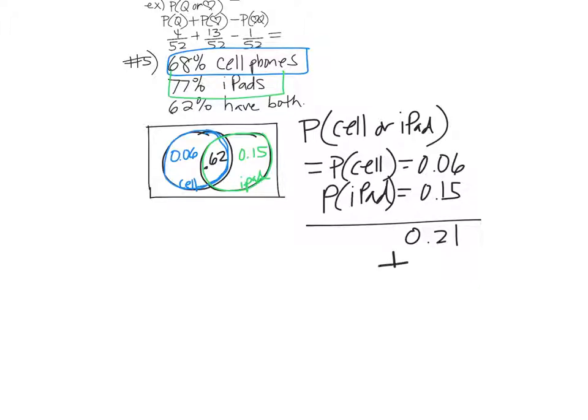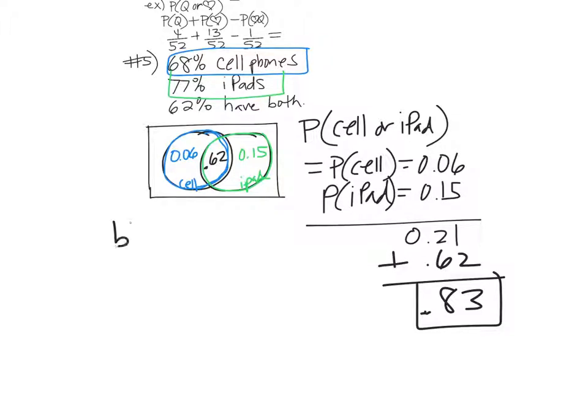So we would want to add the 0.62, so that would be 0.83. So 83% have either a cell phone or an iPad. They could have both, but 83% of them do. You just add up all of these. Cell phone, iPad: 0.06, 0.62, 0.15.